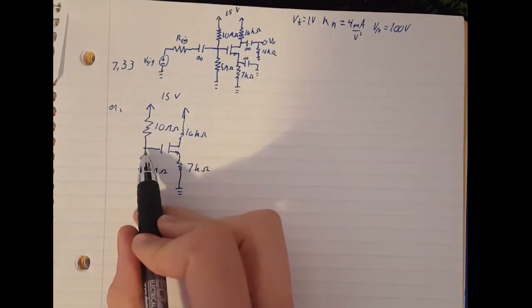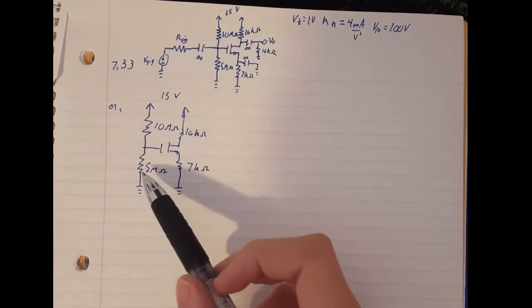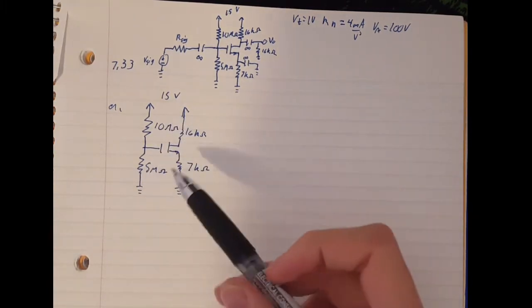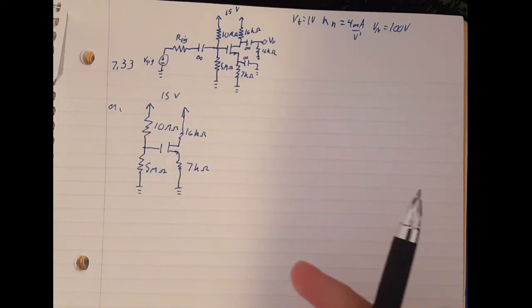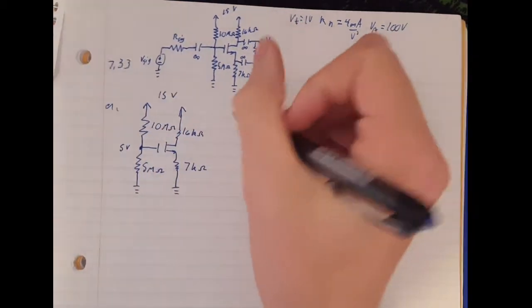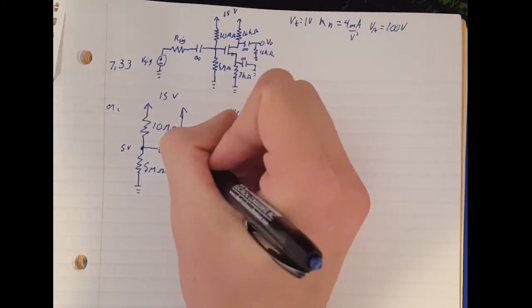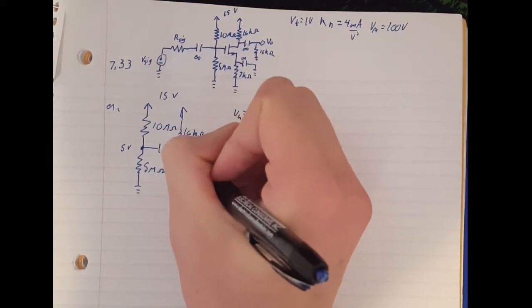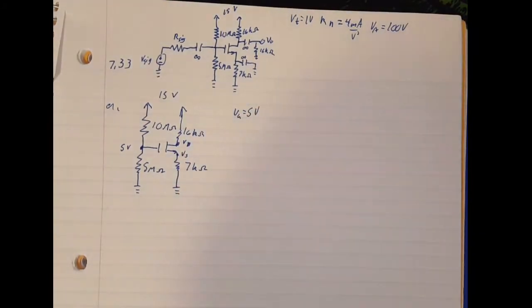So VG is pretty easy to find. It's just a basic voltage divider, 15 volts over 15 megaohms over the last 5. So it's 15 times 5 divided by 15, just 5 volts. So VG equals 5 volts. To find VD and VS, though, is a little bit trickier.